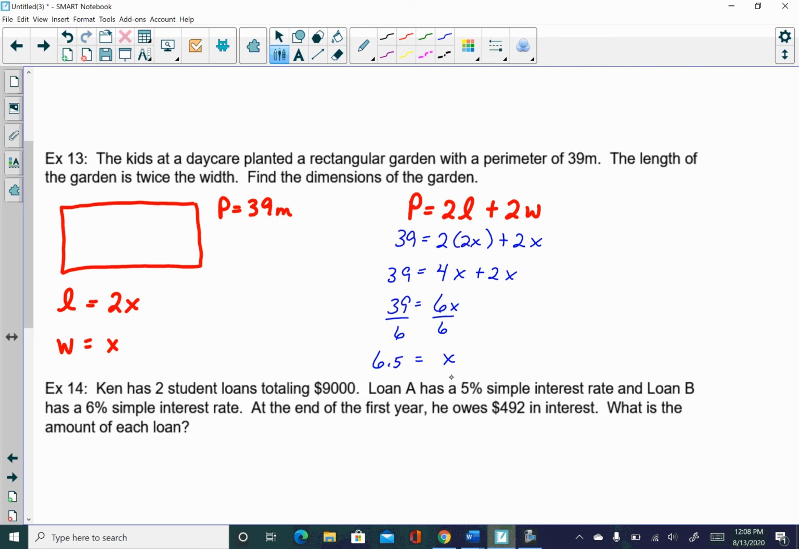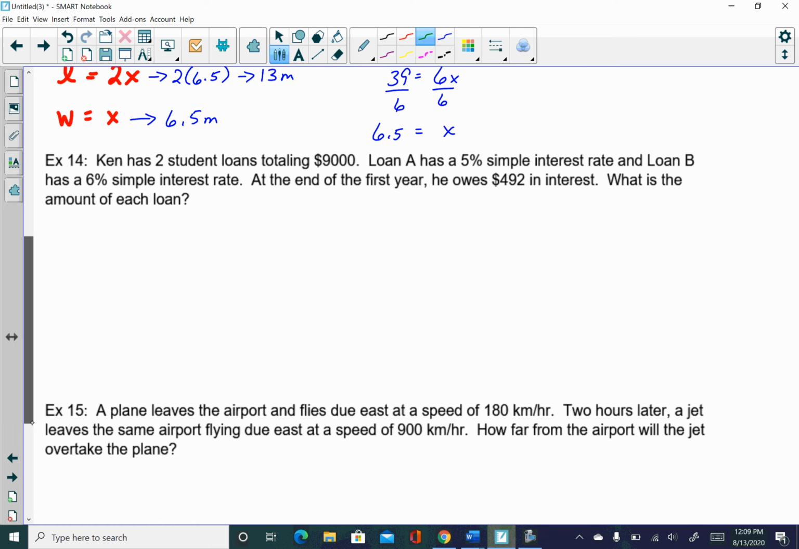So now that you found this x, go back and say, okay, does that x represent the length or the width? Since my width is my x, now I know that the width here is 6.5 meters. My length then is going to be 2 times that 6.5, or 13 meters. So, picture-wise, now we know these two sides are 13 meters, and these two sides are 6.5. And if you go around your figure now and add up all those sides, it should add up to the 39 meters.